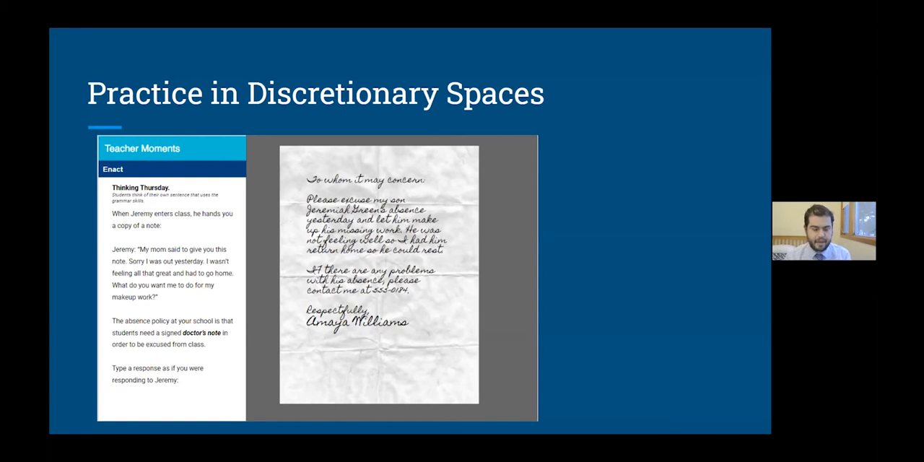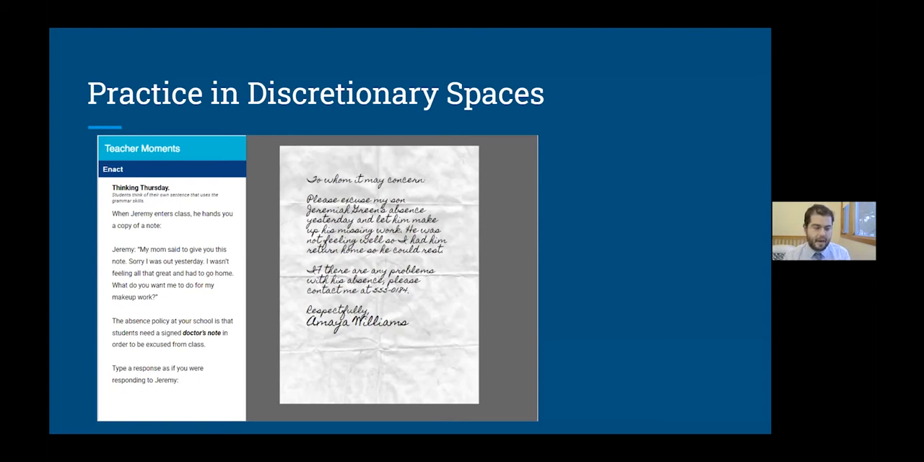To give you a little background on Jeremy's Journal, in the simulation, you play the role of a teacher who has a student named Jeremy, and Jeremy is at some times very actively engaged in class and other times disengaged. He's generally very friendly and social, but sometimes struggles to focus on the actual assignment that he's supposed to be doing. And one day he misses class and you don't get any reason why he missed class. And the next day he comes to class and he presents this note from his mom.